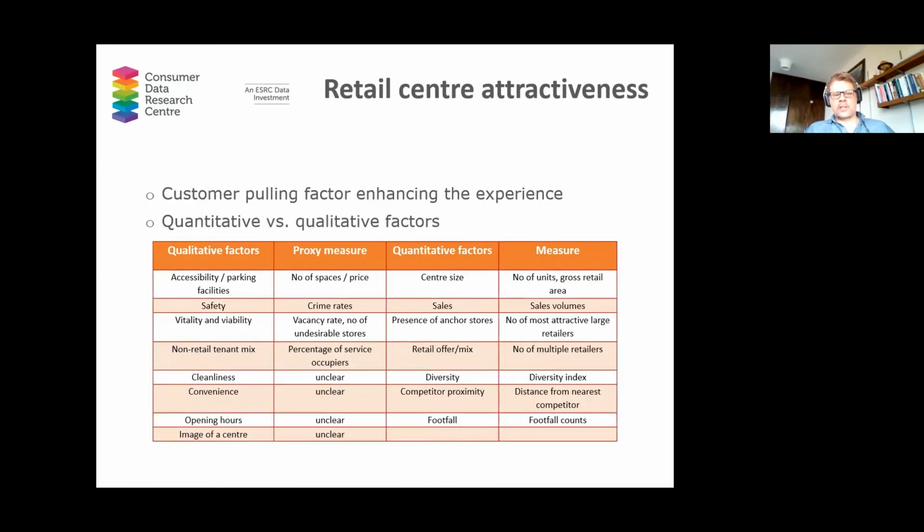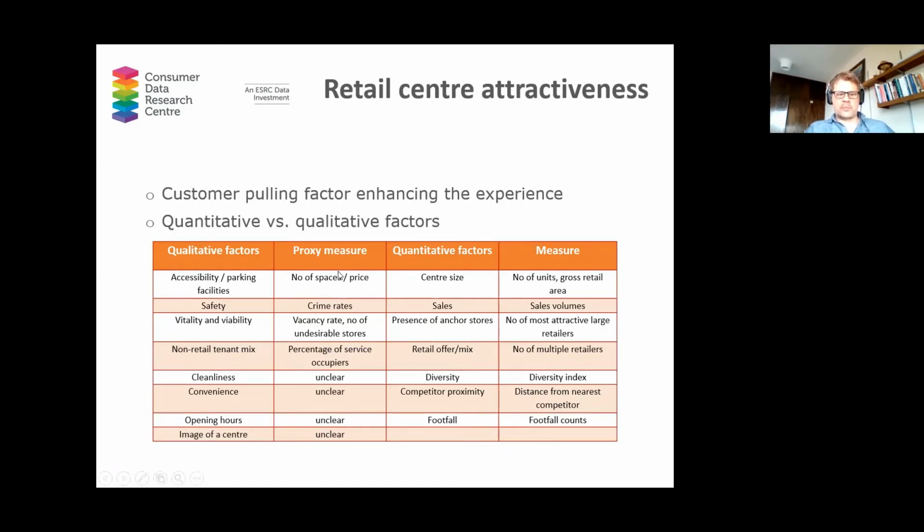So retail attractiveness is defined as a kind of customer pulling factor that enhances consumer experience in that particular retail center. In other words, the greater the attractiveness, the greater the pulling factor, and people are coming from further afield, basically. In research, we capture attractiveness in either a qualitative or quantitative way, or a mixture of those two.